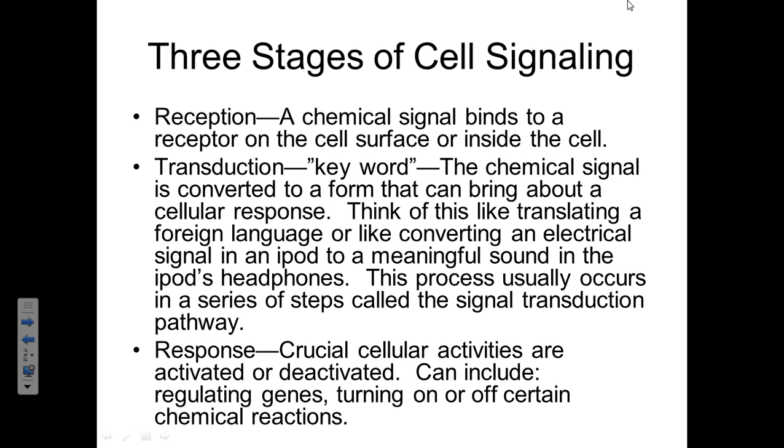In the case of the liver cell, what were we trying to turn on? The liver cell responded to adrenaline. What were we trying to turn on? We were trying to turn on enzymes that break down glycogen and therefore release glucose. And that's the response. So the last step in the cell signaling process is the response. Usually it's either when a reaction gets turned on or off in a cell, or maybe where a gene gets turned on or off.